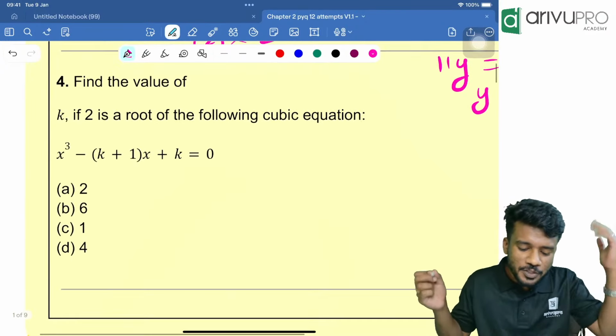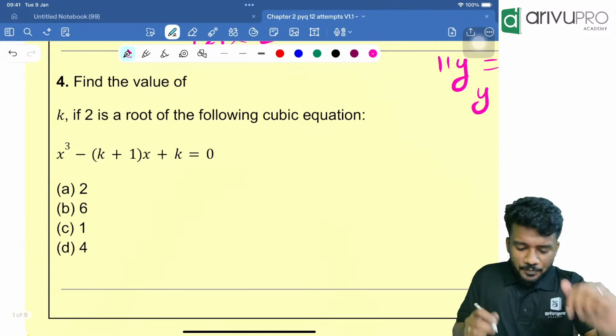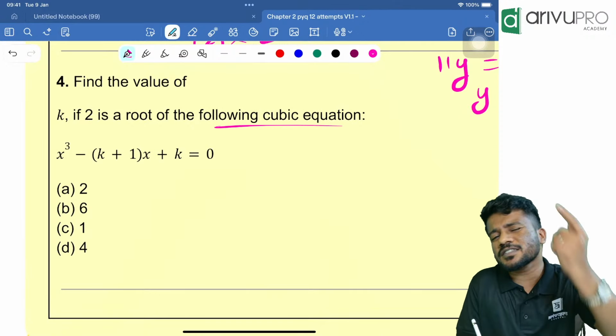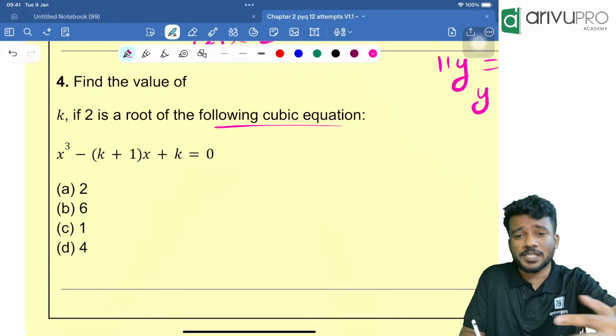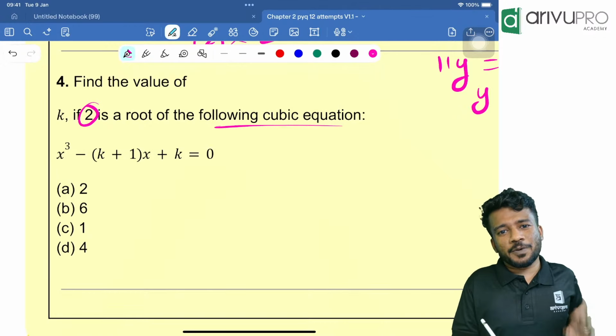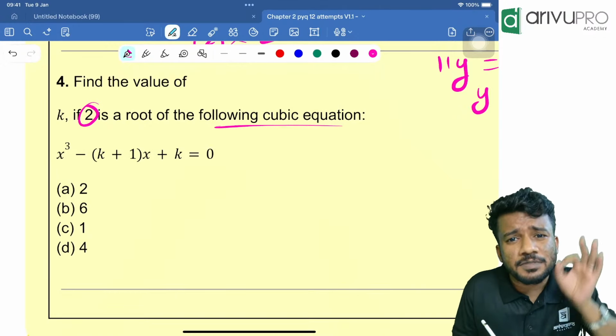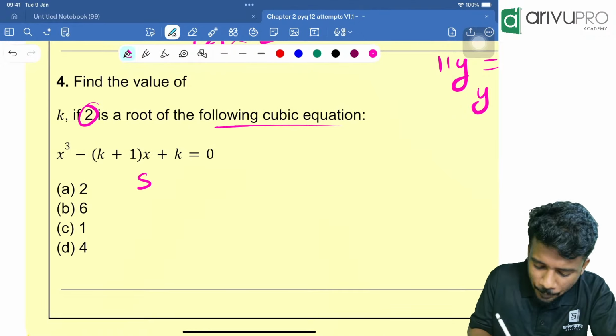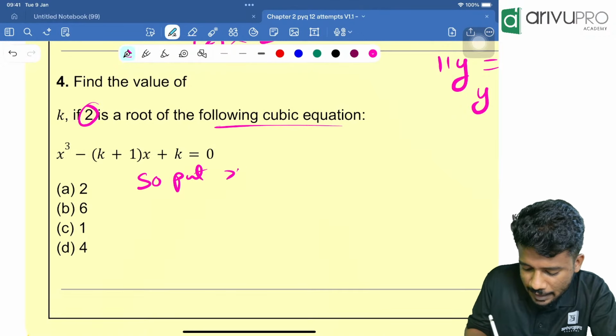Now the fourth question. Find the value of k if 2 is a root of the following cubic equation. People, if 2 is a root of the cubic equation, what is the meaning of that? That means 2 will satisfy this equation. If I put 2 in place of x, the LHS and RHS should be equal. So put x is equal to 2.